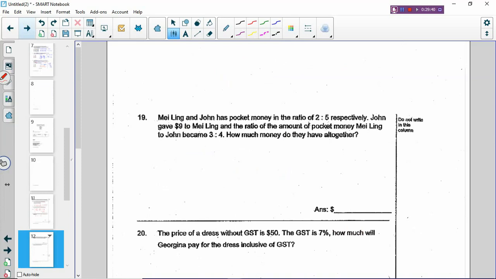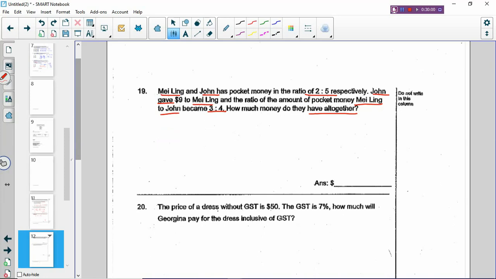Now, Mei Ling and John have pocket money in the ratio 2:5 respectively. John gave $9 to Mei Ling and the ratio of the pocket money Mei Ling has to John became 3:4. So how much do they have altogether? Now, when you see problems in your homework, exam, or revision papers, you need to be able to recognize what kind of question this is. Every time you look at a problem, you ask, is this a before and after question? So this problem is a before and after.